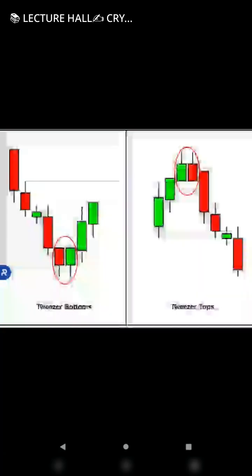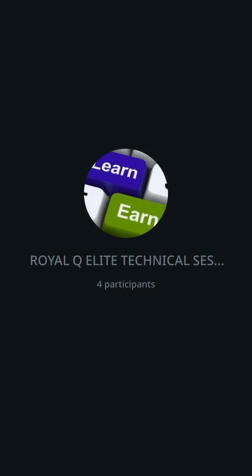So this is a slide showing the tweezer bottom and the tweezer top. It says the tweezer bottom, you can see it's having equal lows. They're all having the equal low and then equal highs, but different candlesticks.